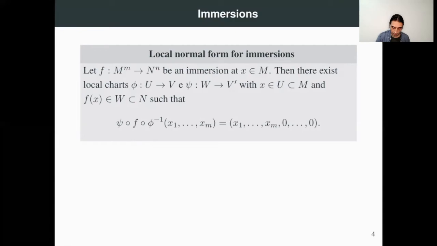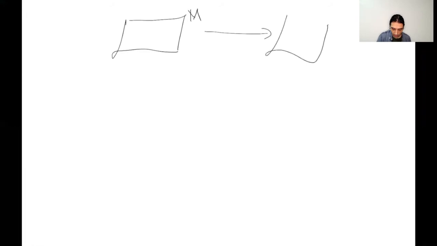Okay? So again, we have here the manifold M, here a point x, here a point f of x, okay? And we consider these local charts, phi and psi, okay? Let's make the picture.